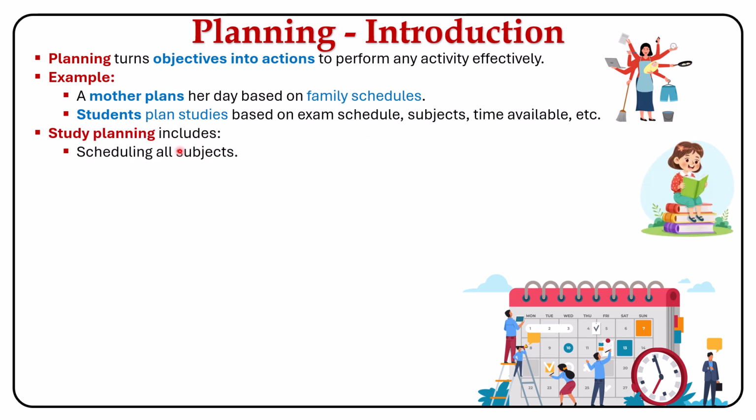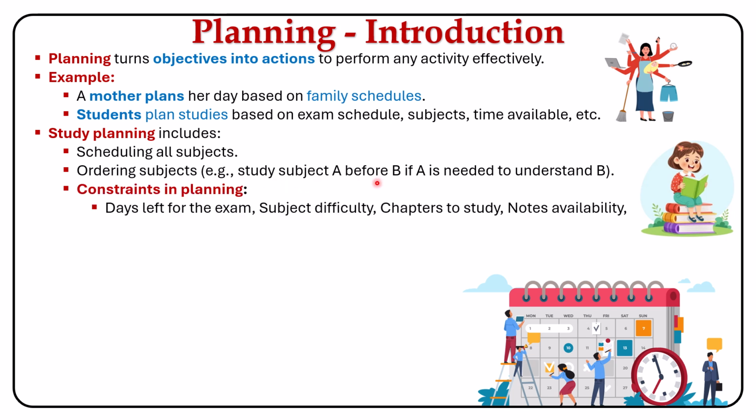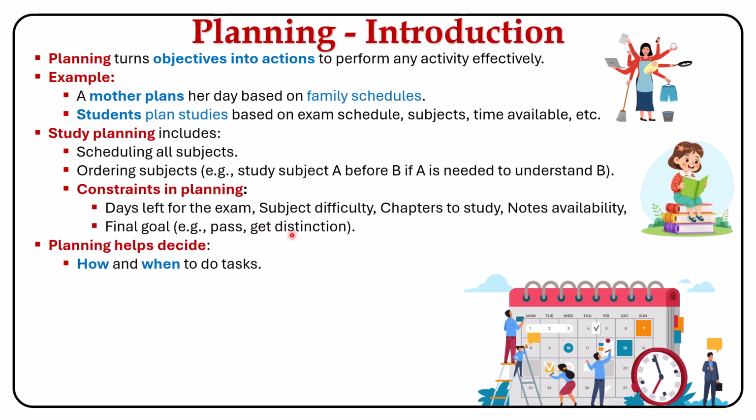Let's consider the study planning. It always includes scheduling all the subjects, ordering the subjects, that is, which is to be studied first, subject A or subject B. Then the constraints in planning for studies are the number of days left for the exam, difficulty of the subjects, chapters to be studied in a particular subject, and notes availability for the subjects or chapters. And the final goal is to get the pass mark or to get distinction in that particular subject or semester.